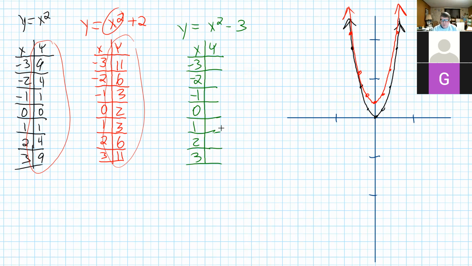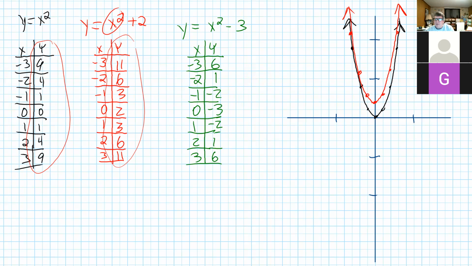So now, x squared minus 3, how does that compare with just x squared? You're just going to subtract 3. So 9 minus 3 is 6. 4 minus 3 is 1. 1 minus 3 is -2. 0 minus 3 is -3. 1 minus 3 is -2. 4 minus 3 is 1. And 9 minus 3 is 6.